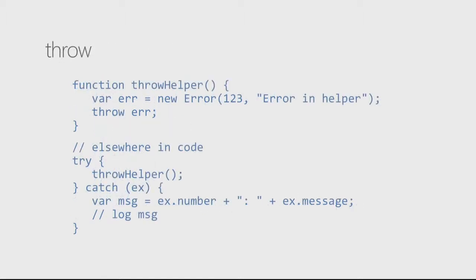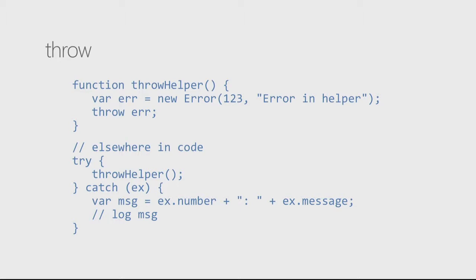Now, the other thing you can do is throw an error. And there's multiple ways to do this. In fact, you're going to see another way in a demo in just a moment. But in this example called throw helper, it's a horrible helper, by the way, because the only thing it does is it throws an error. So it's a lousy helper.